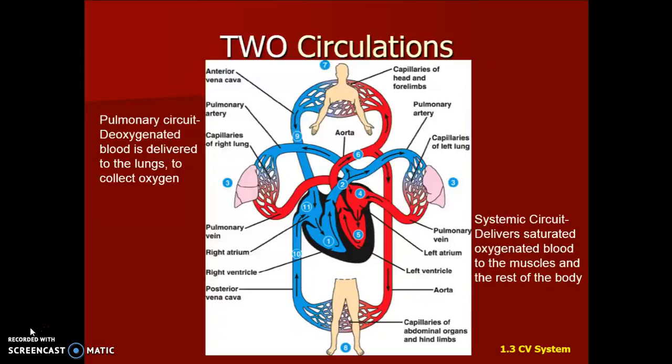The other type of circulation is the pulmonary circuit, which delivers deoxygenated blood to the lungs. This is done through the pulmonary arteries as well. The deoxygenated blood reaches the lungs, becomes oxygenated, and is then sent back to the heart.